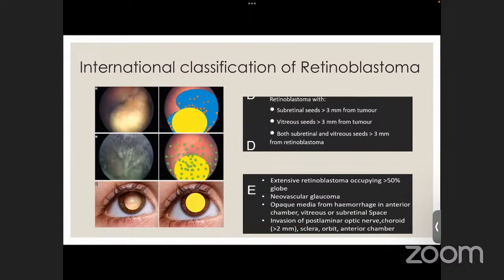If there is any neovascular glaucoma, if there is any opaque media from hemorrhage in the anterior chamber, vitreous or subretinal spaces, or if there is invasion of the postlaminar optic nerve or choroid of more than 2 mm, if there is involvement of sclera, orbit, anterior chamber, etc., all of that will come in group E.